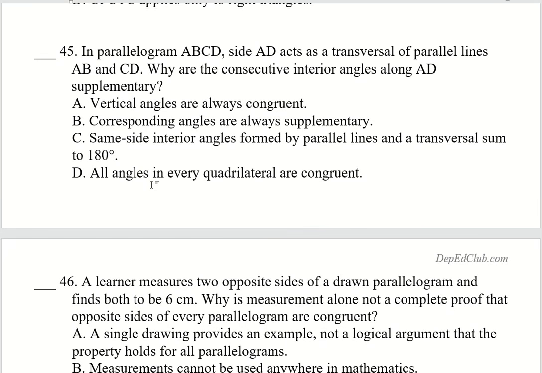45. In parallelogram ABCD, side AD acts as a transversal of parallel lines AB and CD. Why are the consecutive interior angles along AD supplementary? Okay, same side, that is supplementary po. Same side interior angles formed by parallel lines and a transversal sum to 180. Basta nasa same side.